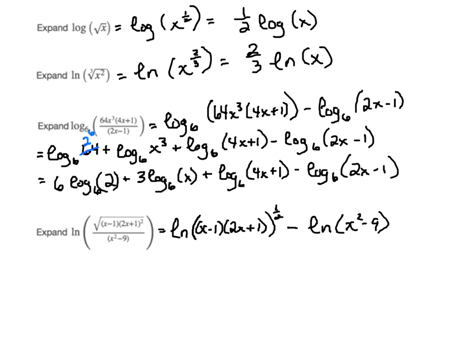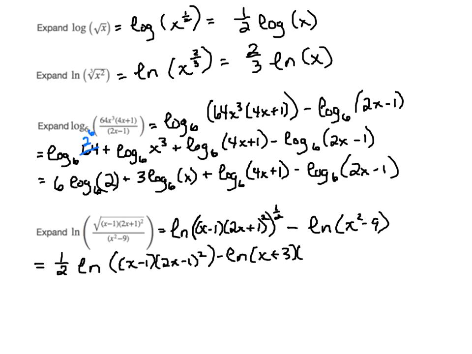Okay, so first things first, I'm going to bring that 1/2 out, and I'm actually going to factor x squared minus 9. So it's the same thing as 1/2 times the ln of x minus 1 times, oh, that 2x minus 1 is squared. There we go. Times 2x minus 1 squared minus the ln of x plus 3 times x minus 3.